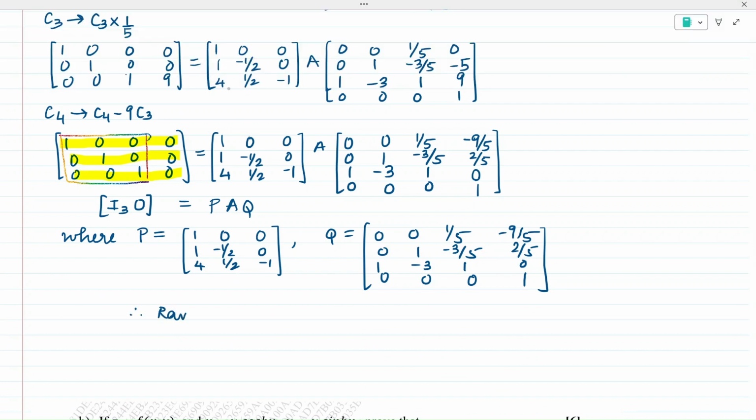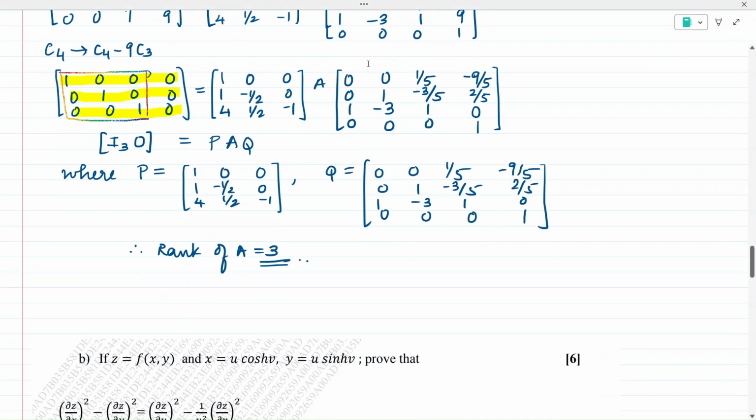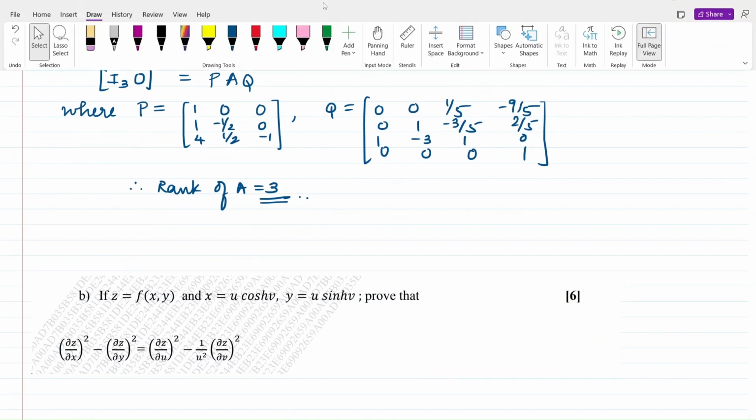Therefore, rank of A is 3. So if you forget to write this, you lose 1 mark directly. I hope the question was clear. And now let's move on to the next one.